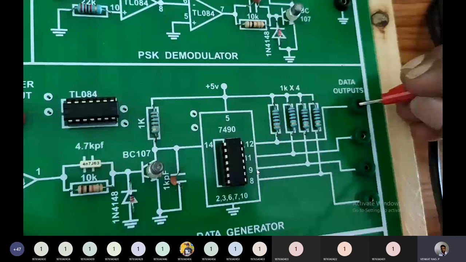This is the circuit showing how the data signal is generated based on the 7490 and corresponding transistors and some resistors. These are some IC diagrams, which are not required to analyze everything here. So directly observe this data output on the CRO, or one of the data outputs here.